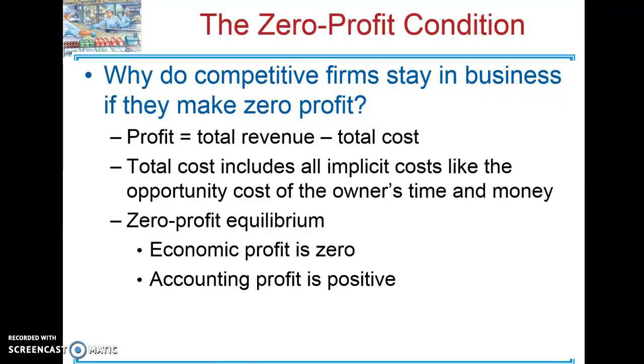Profit equals total revenue minus total cost. Total cost includes all implicit costs like opportunity costs of the owner's time and money. Zero profit equilibrium means economic profits are zero, but accounting profits are actually positive.